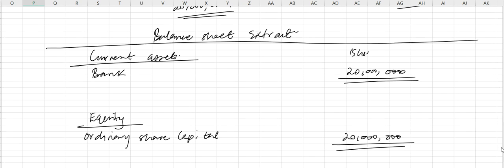So mastering these entries, of course, is very fundamental for anyone working in corporate finance or aiming to excel in accounting studies. You have to practice. Don't hesitate to revisit this problem and apply these principles to similar scenarios.